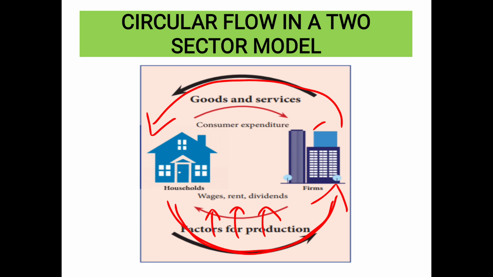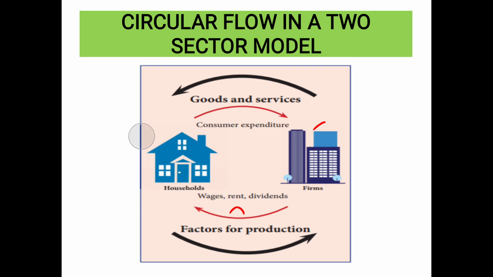In return, what is happening from the household? You can see consumer expenditure. What does the consumer do? He spends money for his consumption, so he purchases goods and services. So this we call the two-sector circular flow model.